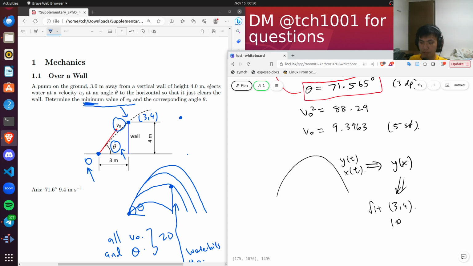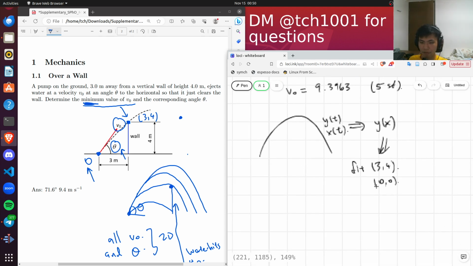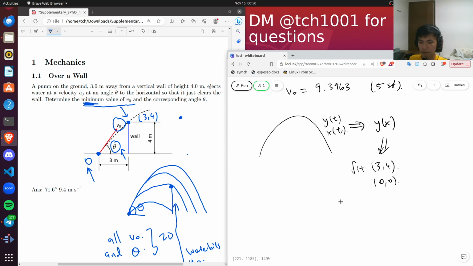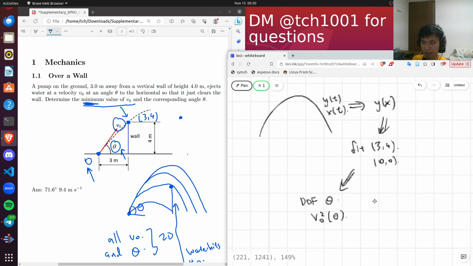One is (0, 0), the origin, because that's the origin of the water jet. Another one is (3, 4). And so the remaining degree of freedom is going to be the angle theta. For every angle theta, I have a function: velocity squared in terms of theta.